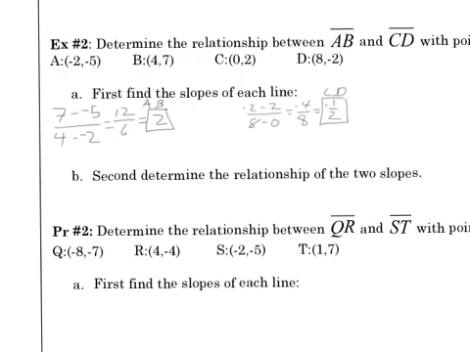Well, 2 is really the same thing if you think about it. 2 is really just like saying 2 over 1. So these two are reciprocals, and this one's negative and this one's positive. So yeah, this is a negative reciprocal. So we could say that they are perpendicular. So we would say that AB is perpendicular to CD.